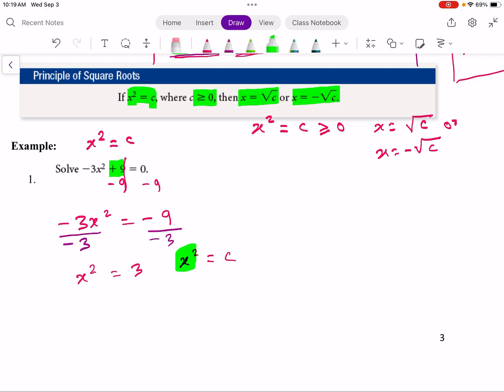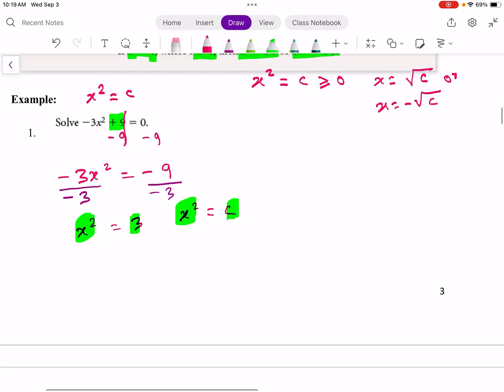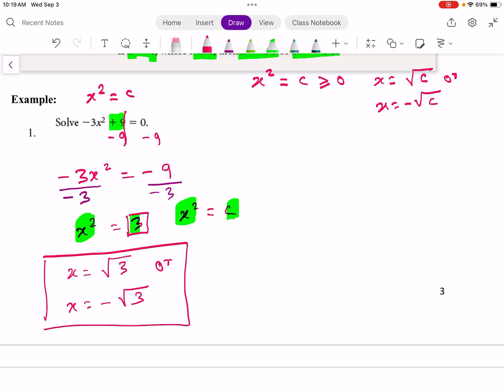We have x square on the left, we have a positive number on the right. Now once you have this, your solution for this quadratic equation is x equals to square root of whatever you have on the right side, 3, or another solution is x equals to negative of square root of 3. Okay, so these two are the solutions for this quadratic equation. So you have the two solutions, positive square root of 3 and negative square root of 3. This is the quadratic equation and we do have two solutions.